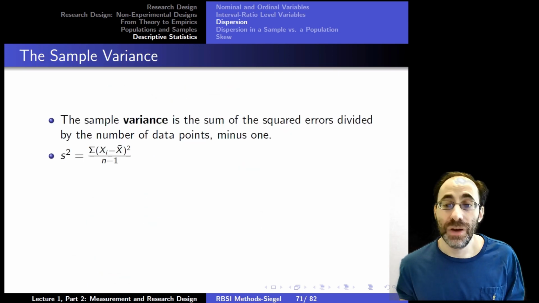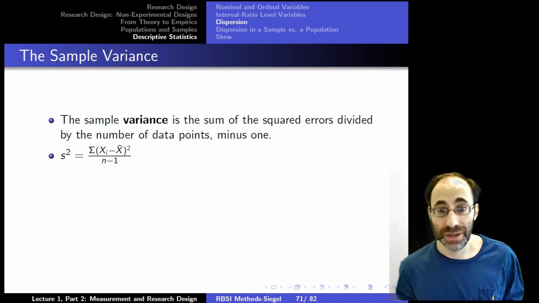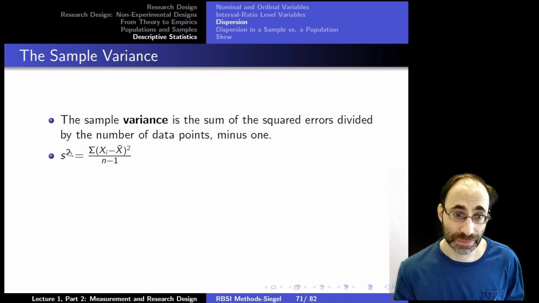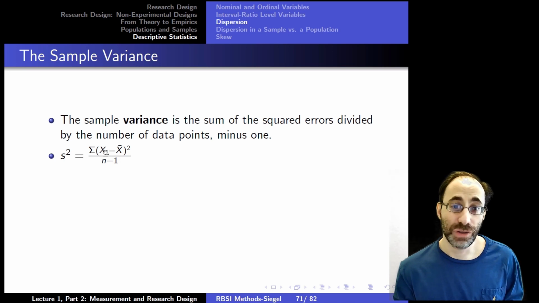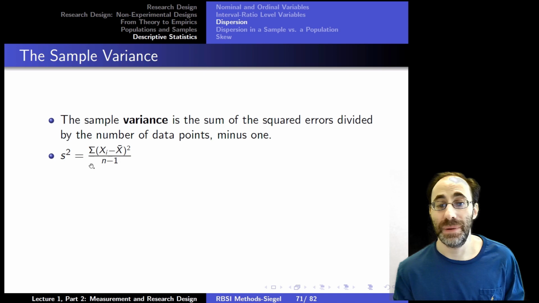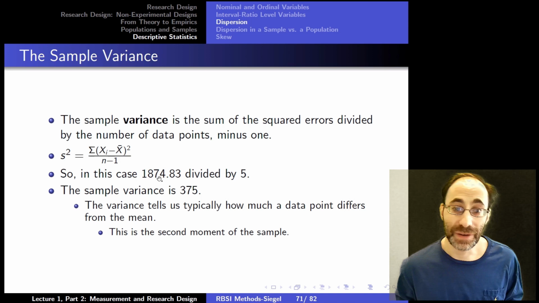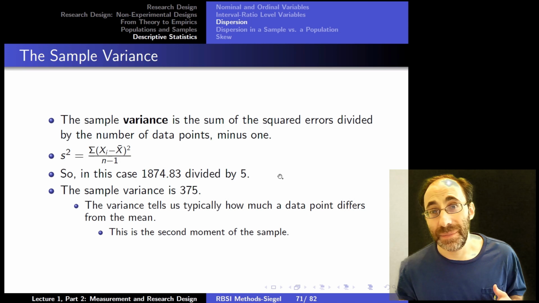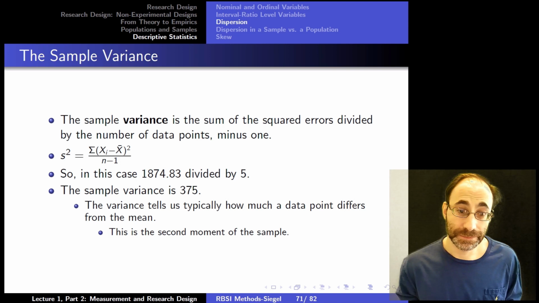Okay, so what do we do with that? Once we've added them all up, we can divide by the number of data points minus 1 to get the sample variance. The sample variance here is represented by s squared. Again, remember this capital sigma represents a sum, so we're summing over all the data points, and in particular we're summing over all deviations between each data point and the mean. We square that and we divide by n minus 1. In this case, we have 1874 divided by 5. That gives a sample variance of about 375. And that variance tells us typically how much a data point differs from the mean. It's the second moment of our sample.